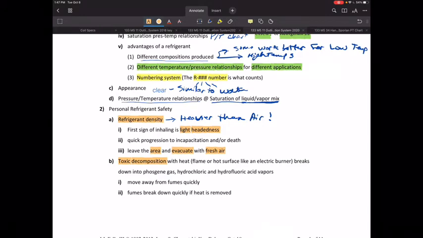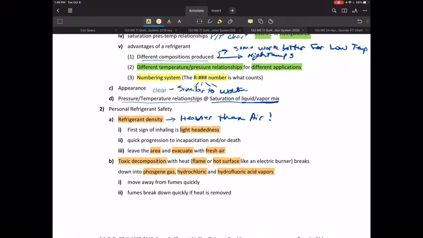And what it will do is it creates almost a nerve gas, like what we call phosgene gas. And there's actually three vapors that can be produced whenever we have a flame or a very hot surface in contact with refrigerants. It'll break down into what we call phosgene gas, as well as hydrofluoric acid vapors. And they don't have a very pleasant odor, and they're not real healthy for you, as you can imagine. But those are things that you definitely want to make sure you take precautions with.